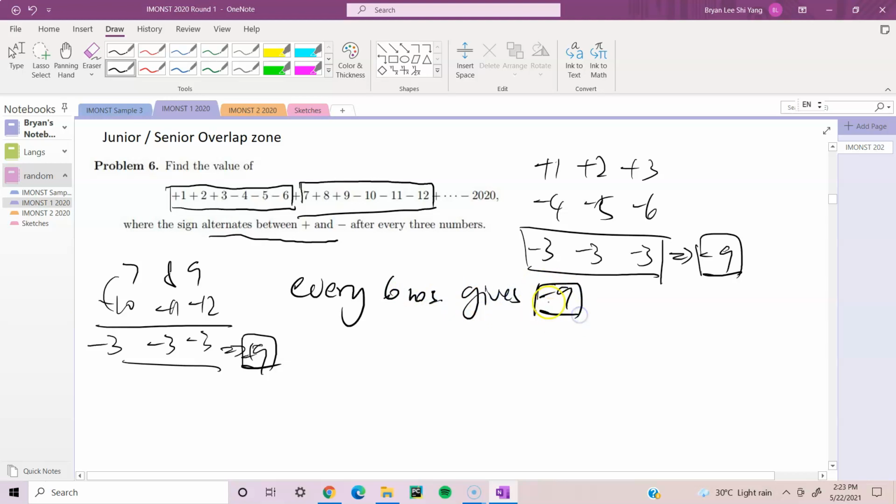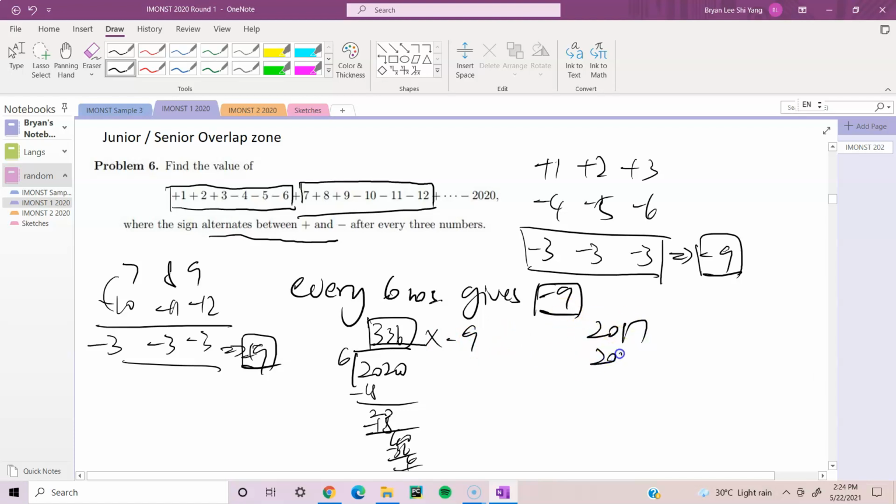So we need to see prior to 2020 how many cycles of 6 there are, right? We just divide 2020 by 6, and we would have 336. I counted this before, so don't follow. Then we have 4 numbers left. So we have 336 periods, each giving us negative 9. But that's not the last thing. We also have 2017, 2018, 2019, and 2020.